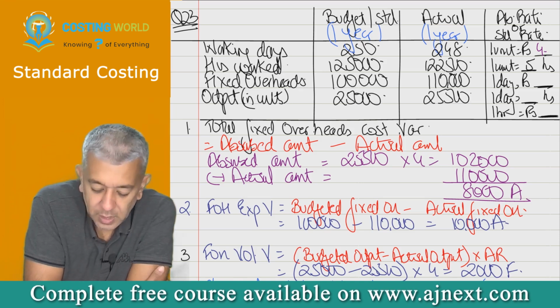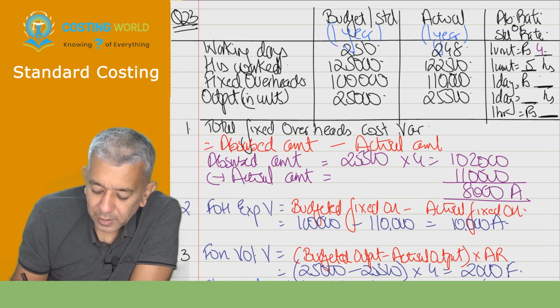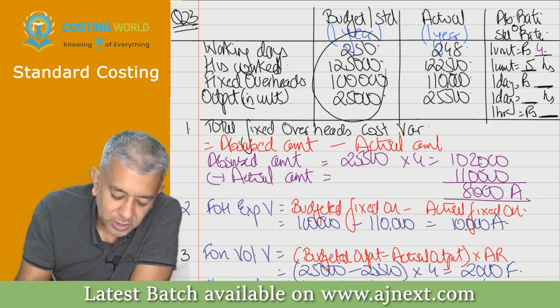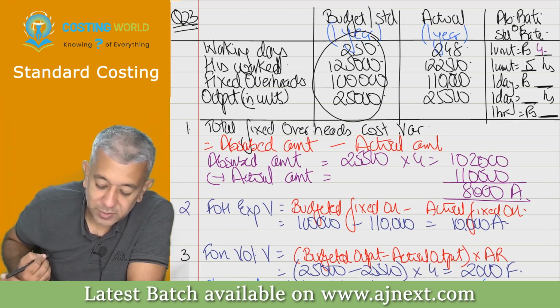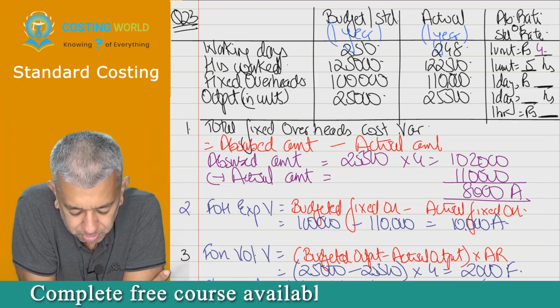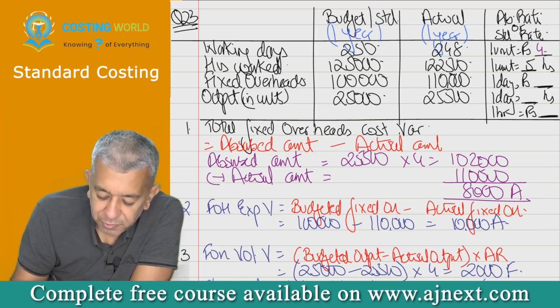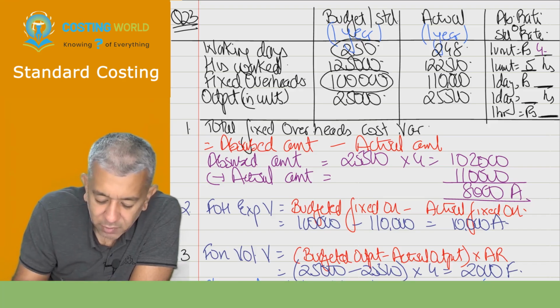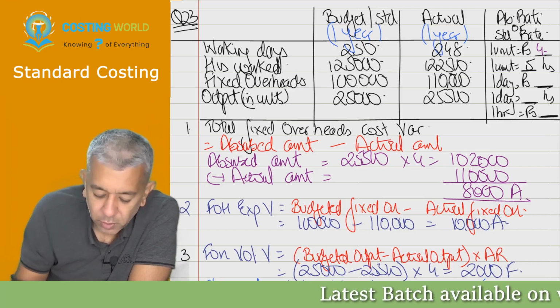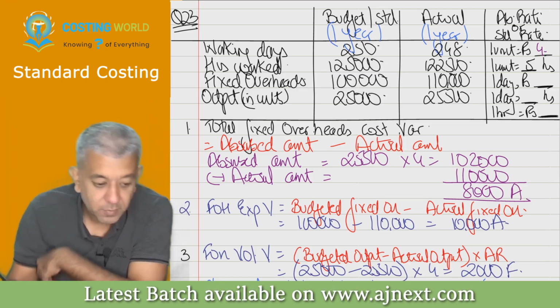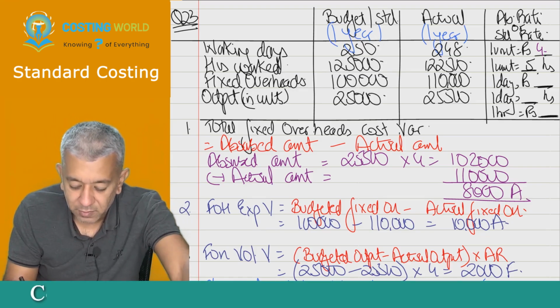Further, tell me, 1 day is equal to how many rupees? Obviously, use only your budgeted data. We are trying to find out absorption rates. 400. Fixed overheads for the entire year was supposed to be 1 lakh. Number of working days in this case should have been 250. Please divide 1 lakh by 250. So that will be 400.